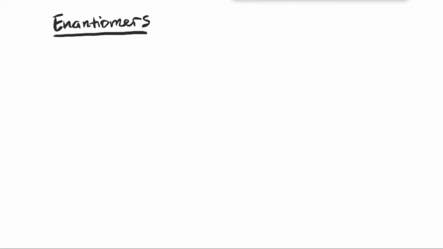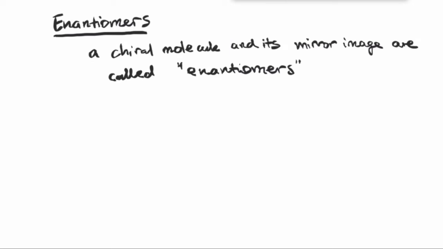Now that we can identify chiral centers, let's go ahead and introduce some terminology. When a compound is chiral, its mirror image is called its enantiomer. They are enantiomers of each other. Again, the key here is that the molecule must be a chiral molecule. So let's go ahead and practice drawing enantiomers, or in other words, drawing mirror images of a molecule.